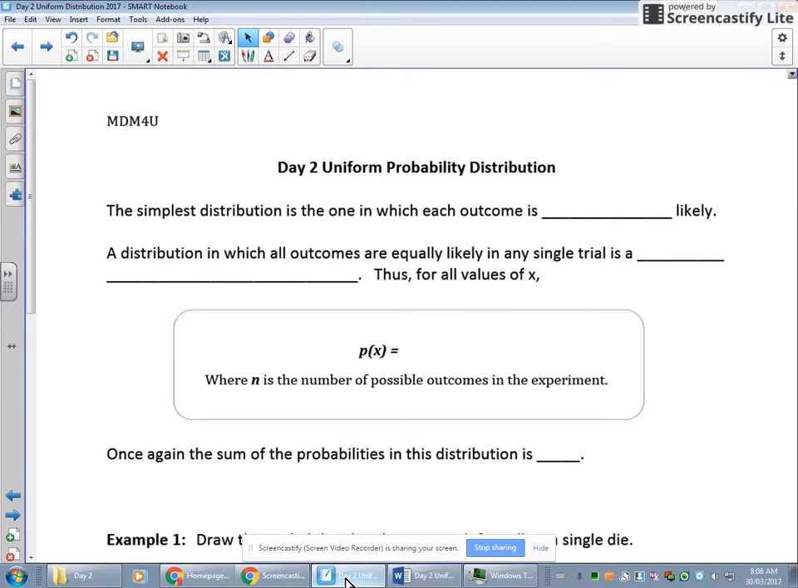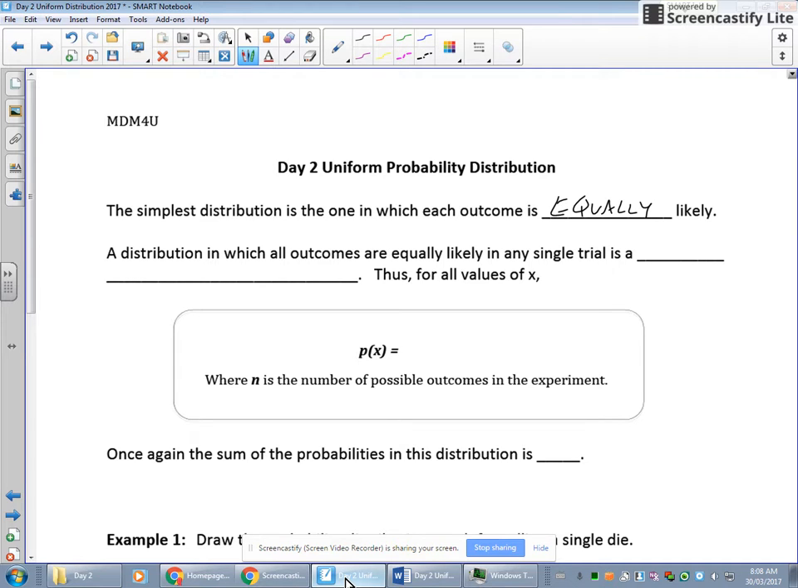Okay, so welcome to day 2 of probability distributions. Today we're going to be looking at uniform probability distribution, which will be the easiest one to look at. The simplest distribution is the one in which each outcome is equally likely. Okay, so if they're equally likely, that's going to be the same. We're going to call that uniform.